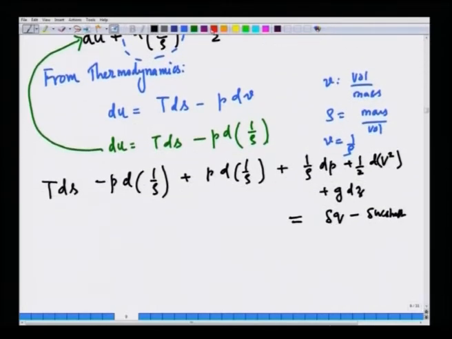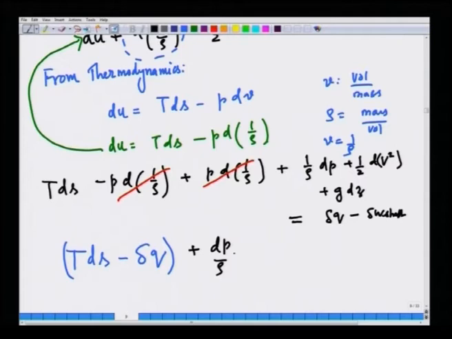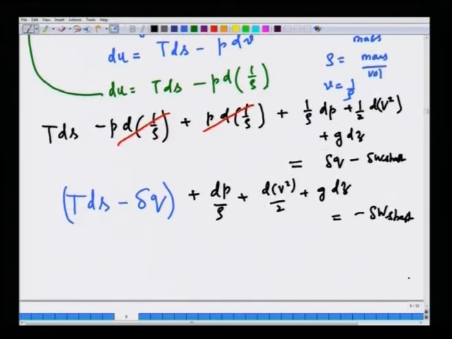Now, these two terms knock off each other, and all you are left with is T ds. Now, I am going to bring this dq out here, minus del q, plus dp by rho plus d of v squared by 2 plus g dz is equal to minus w shaft. Now, the second law of thermodynamics tells us that this quantity, T ds minus del q, is always greater than or equal to 0, and the equality is valid only for a reversible process.